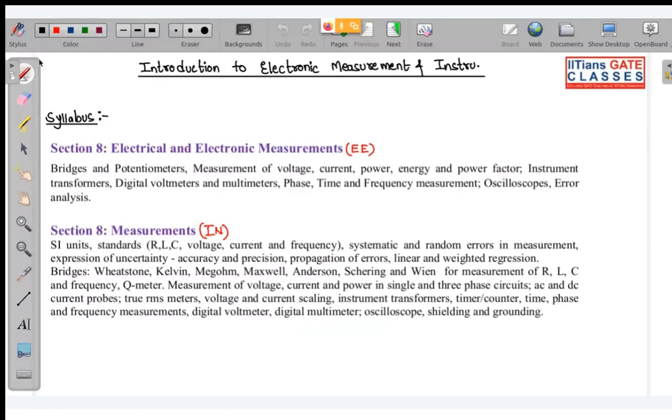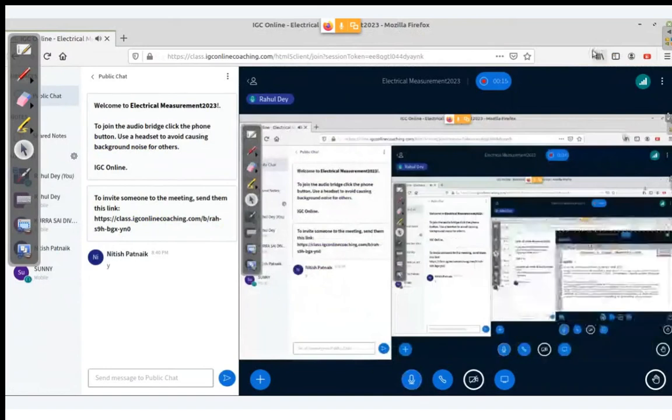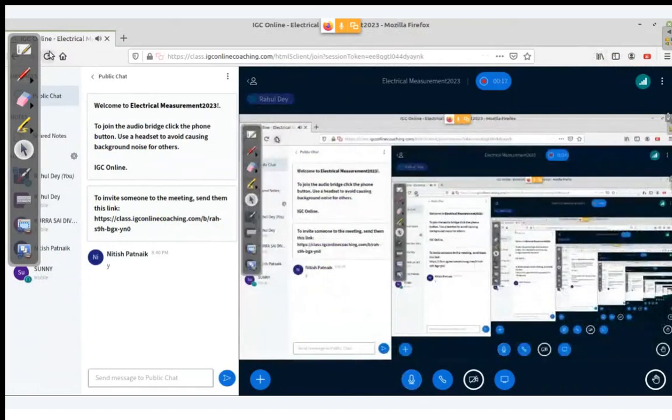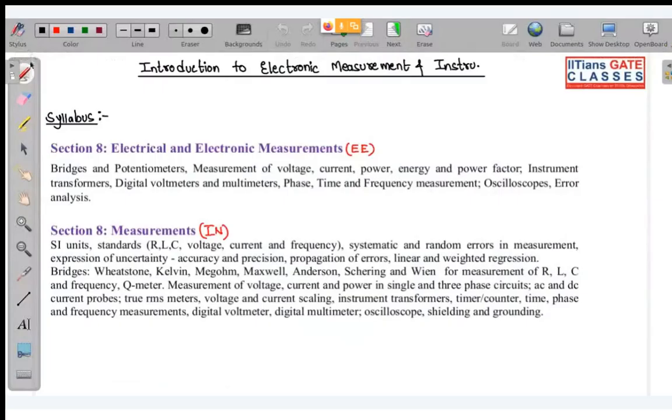Okay, so only Kura, Sai, someone, and Sunny. Okay, so you two guys are new. So you are from which department? Kura, Sai, and Sunny, you guys are from which department? Electrical or instrumentation? Electrical, sir. And Sunny, what about you? Okay, electrical. So Nitish is from instrumentation.